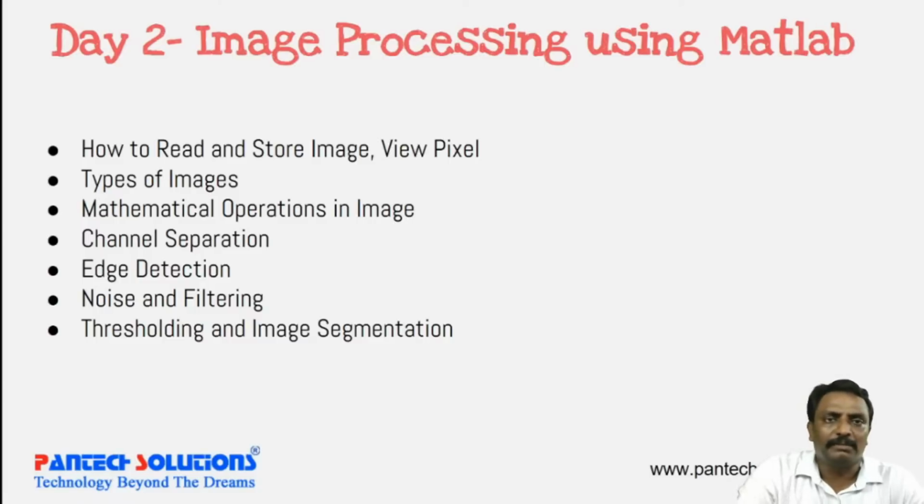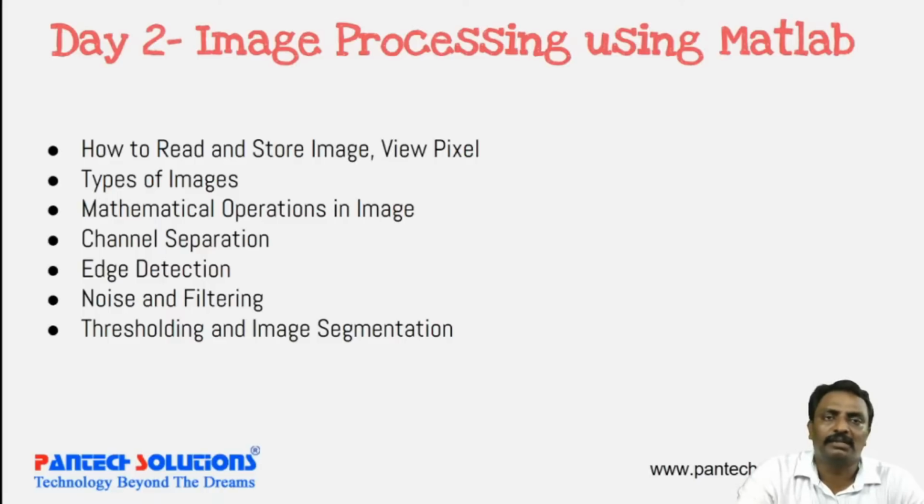And third is mathematical operations. In this, we will cover image addition, image subtraction, and image multiplication: how to increase the intensity by using image addition, and how to do background subtraction by using image subtraction. In channel separation, we will take a color image and split the channels, the red, green, and blue channels, for color image processing. So that we will cover in channel separation.